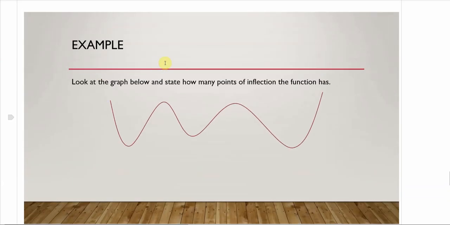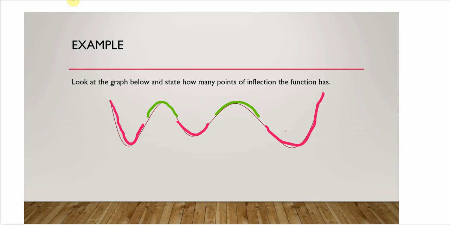So if I was to give you this graph and I say, how many POIs does this have? Okay, so let's look at it. Ready? This guy right here is going to be concave up. So somewhere along that, now it's going to be concave down. Then it changes back to concave up. And then it goes back down to concave down. Then it goes concave up one more time. So how many times did it change color?